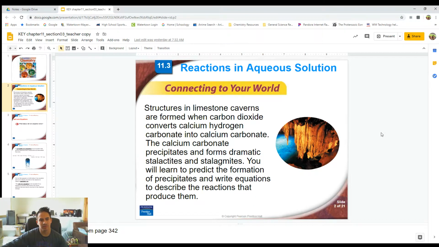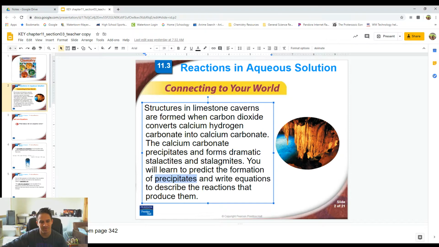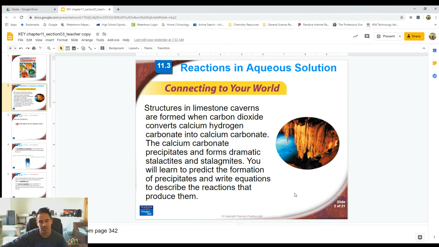In this video, we're going to be going over the chapter 11.3 notes, and this one is on reactions in aqueous solution. So all of these reactions are going to be taking place in water, and they're primarily going to be double replacement reactions. Okay, so we're going to be looking at the formation of precipitates, which are things that are not soluble in water, meaning they don't dissolve. So you're going to get a solid that would form in the reaction.